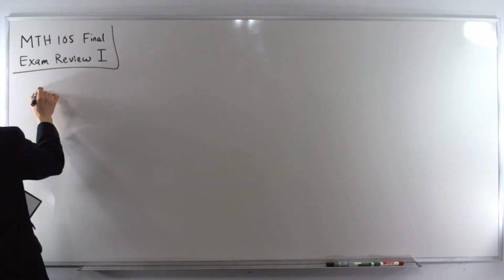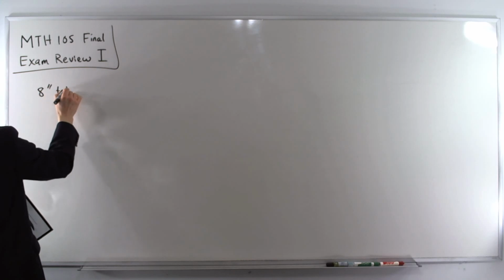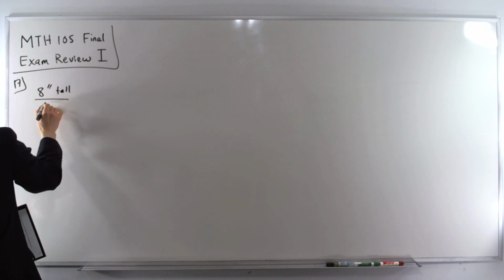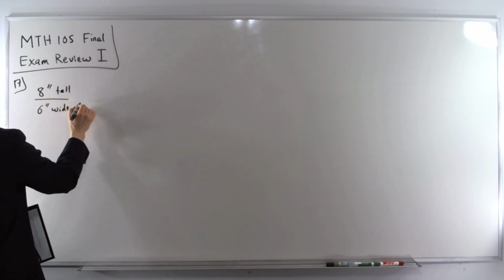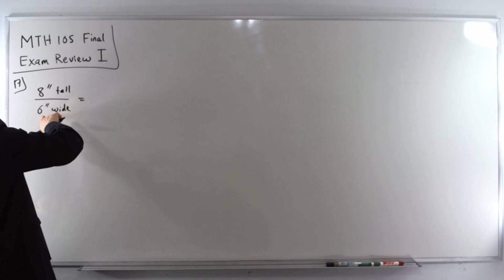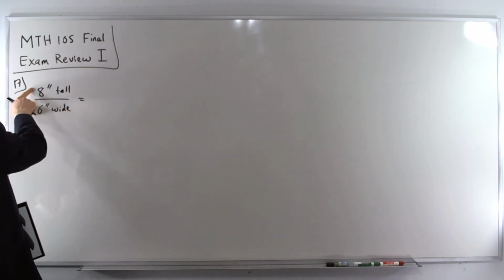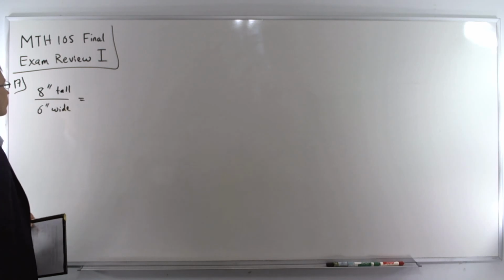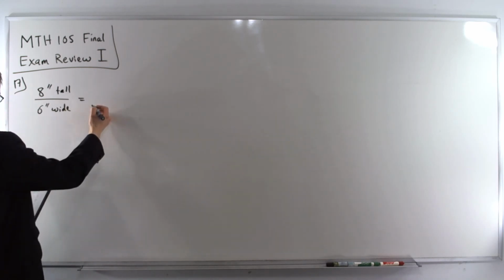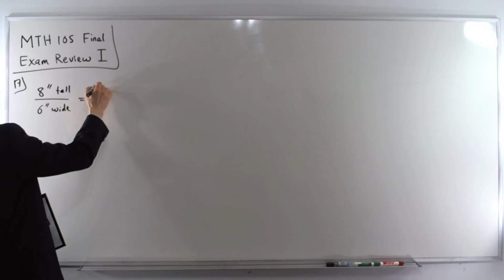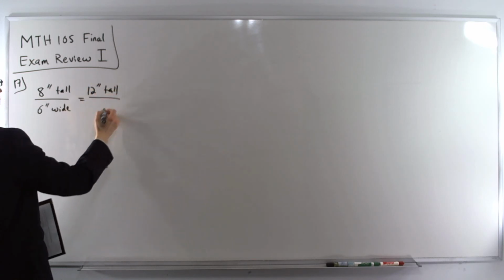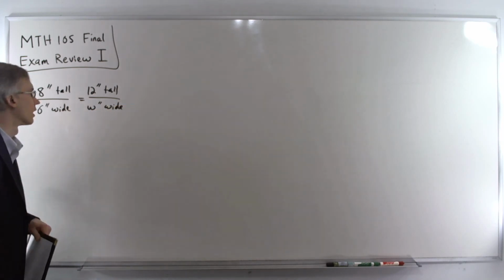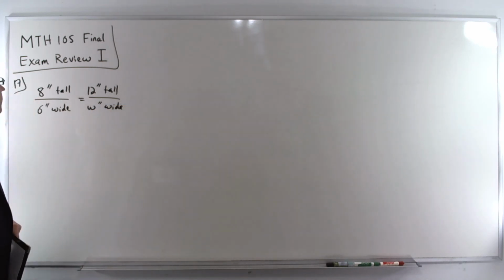All right, so the original photo, 8 inches tall, over 6 inches wide. All right, there's the original. Relationship between how tall it is and how wide it is, all in one rate. And on the other side, the photo enlarged to 12 inches tall, so we have 12 inches tall over here, and W inches wide on the bottom. So we're going to solve for W.